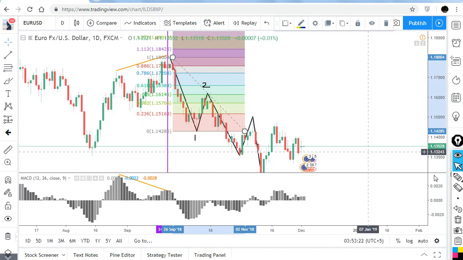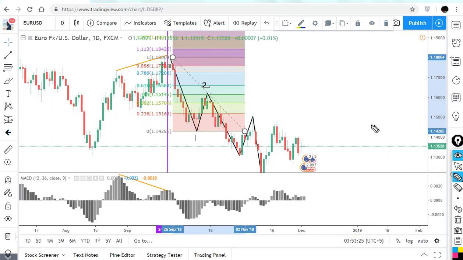So it's legal. Now the rule is that this impulse wave is our first impulse, right? So after the impulse, the correction must be at least 0.382, or maybe you can say it like 38.2. It's your at least. And the maximum it goes to 88.6.